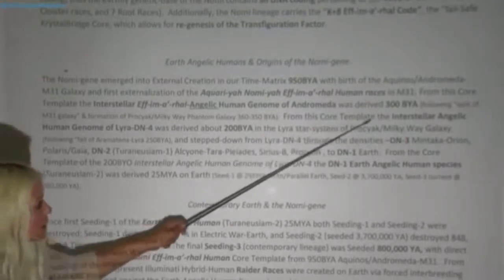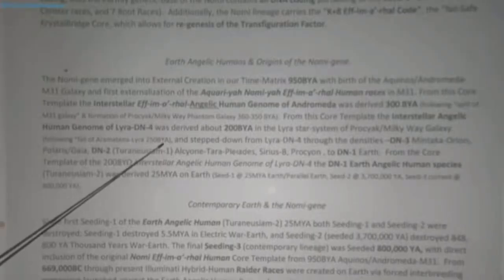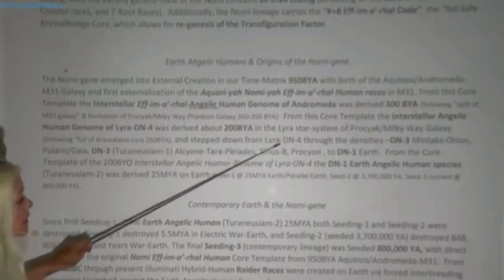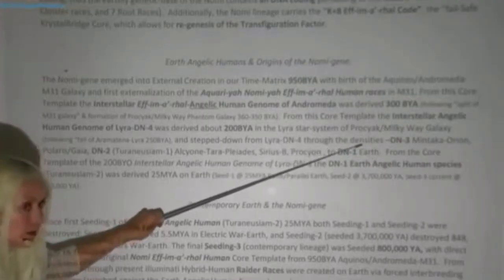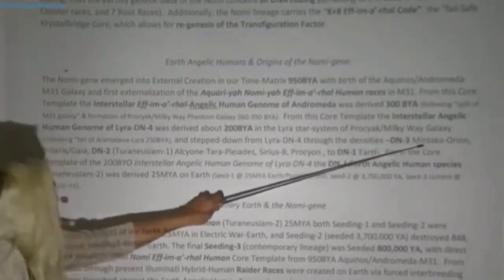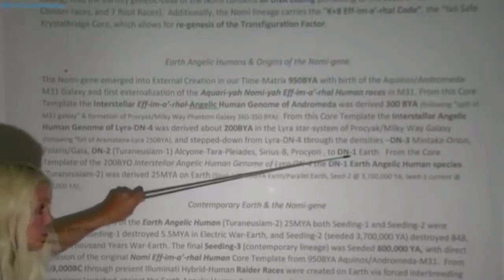From this core template, the interstellar angelic human genome of Lyra, density 4, was derived about 200 billion years ago in the Lyra star system of the Procyon Milky Way galaxy, following the fall of Aramatena Lyra 250 billion years ago. It stepped down from Lyra density 4 through the densities, and now we're in the Milky Way, right? Density 3, Mintaka Orion, Polaris, or Gaia, density 2, as the Taurinaceum 1 human race on Alcyone, which was Tara, and the Pleiades, and also Sirius B and Procyon, and to density 1, Earth.